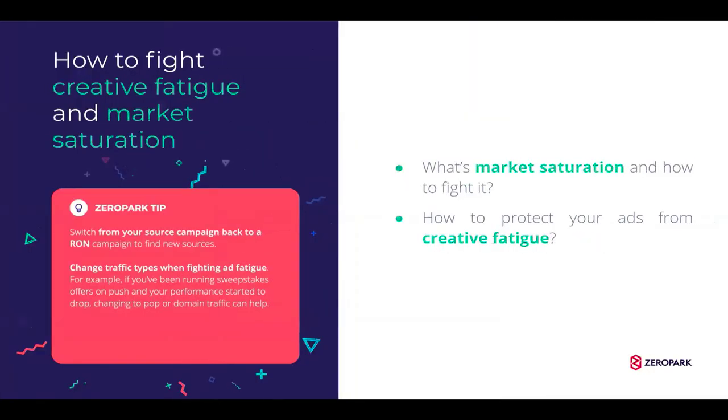On the next slide, we will talk about how to fight creative fatigue and market saturation. Certain geos, usually the ones with the tightest competition, like Tier 1 countries, suffer from market saturation. This means there are simply too many advertisers targeting the same location, and CPC prices are through the roof to win the bids. But it also means that there are often too many similar offers, and people are simply fed up seeing the same ads all the time.